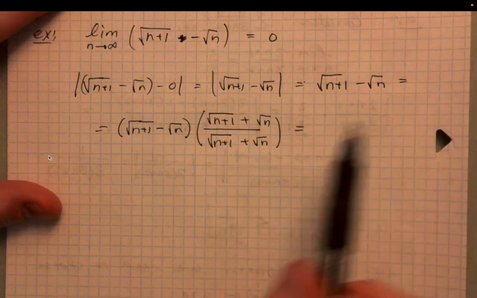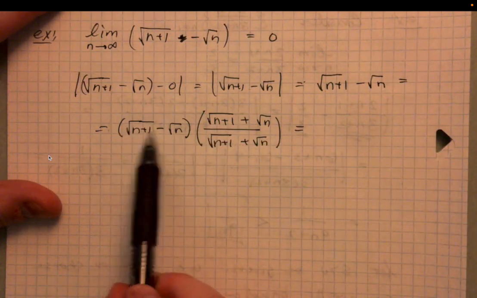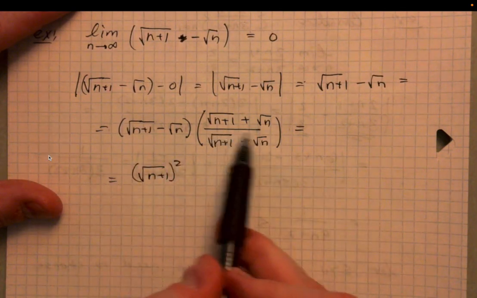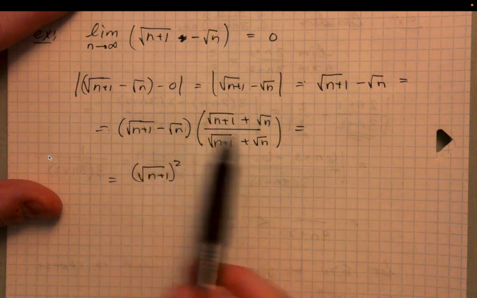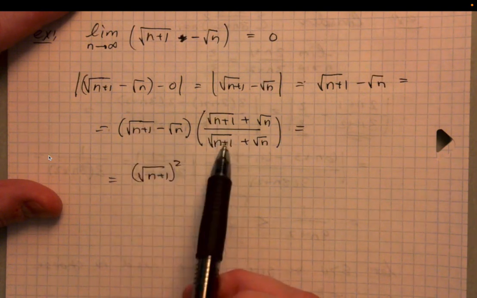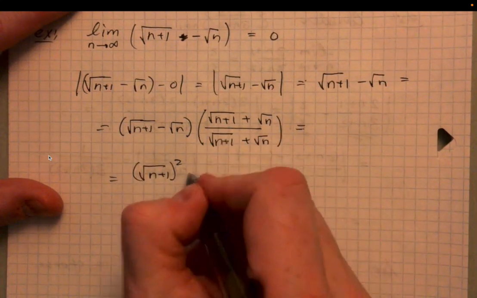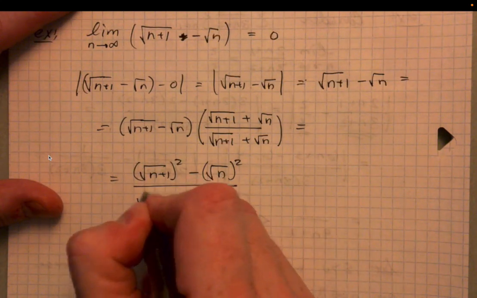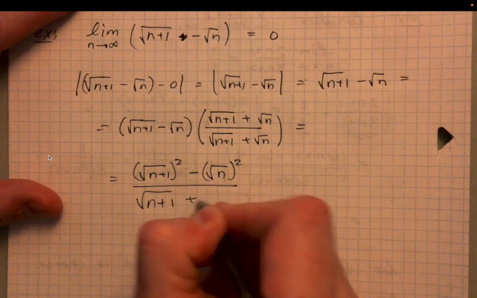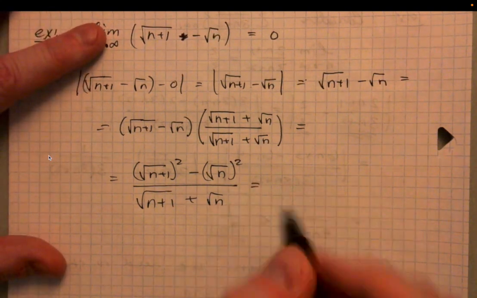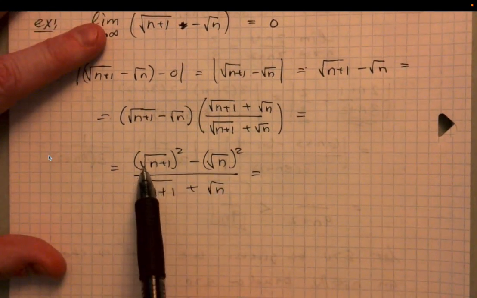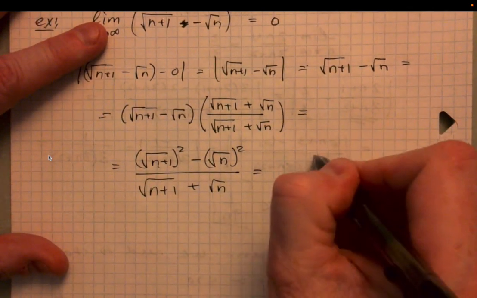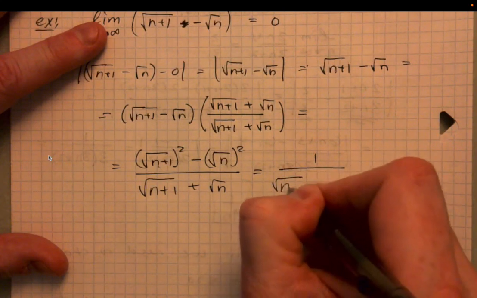And when I do that, on the top I get the square root of n plus 1 squared. And then I get minus or plus the square root of n times the square root of n plus 1 minus the square root of n times the square root of n plus 1. So those go away, and then I get minus the square root of n squared up top. Now in the bottom I still have the square root of n plus 1 plus the square root of n. And so the nice thing about doing it this way is that this is just n plus 1 and this is just n. So n plus 1 minus n is just 1. So this whole thing looks like this.